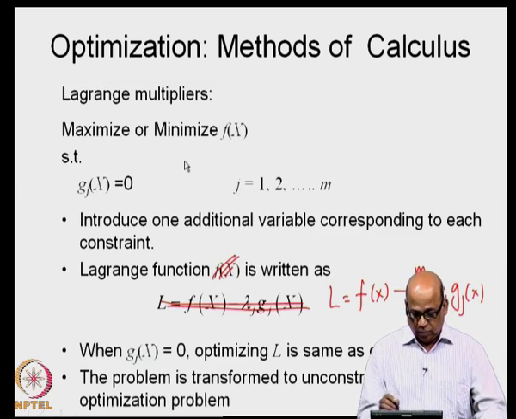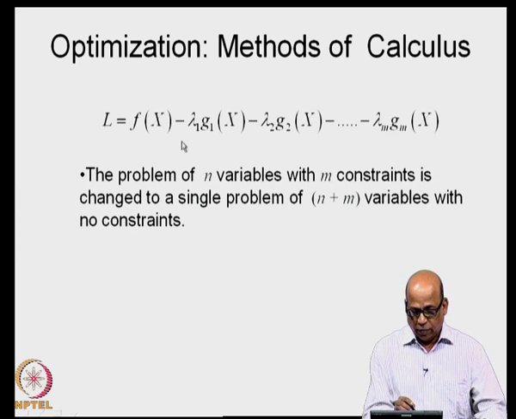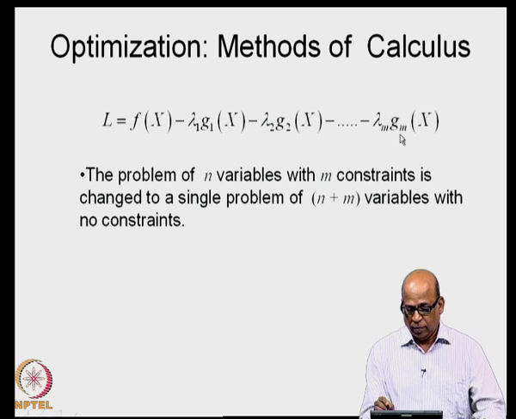So, L is written in the longer form as f of x minus lambda 1 g1 of x minus lambda 2 g2 of x, etc., minus lambda m gm of x. So, the problem of n variables with m constraints is now changed to a single problem of n plus m variables with no constraints.